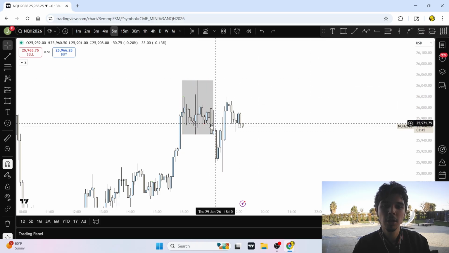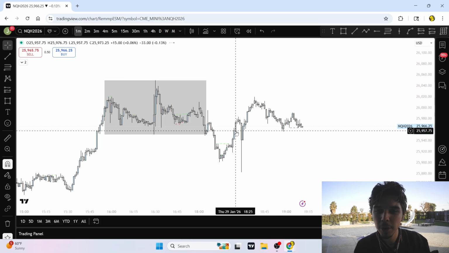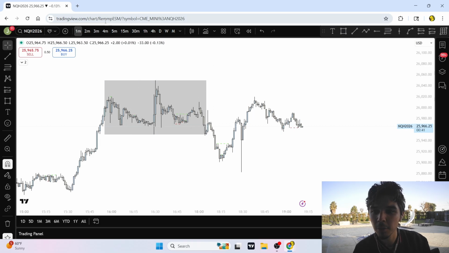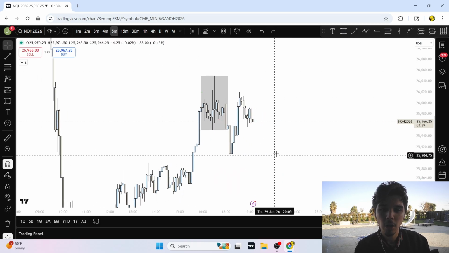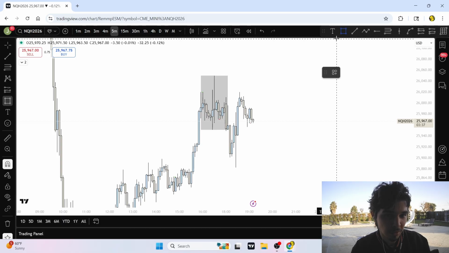What do we have right here? Just a clear accumulation zone, right? We come down on the 1 minute. What are we doing? We're just chopping sideways. We're not doing anything with price, okay? All of a sudden, well, we start to see some form of manipulation.